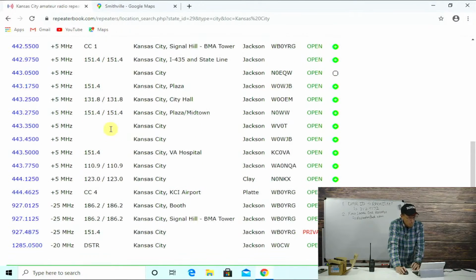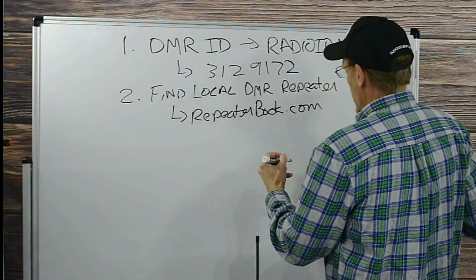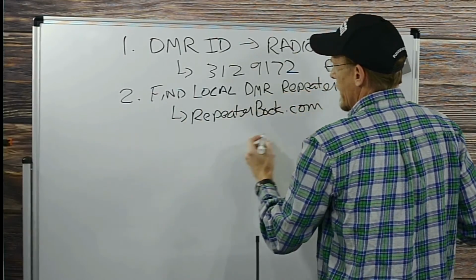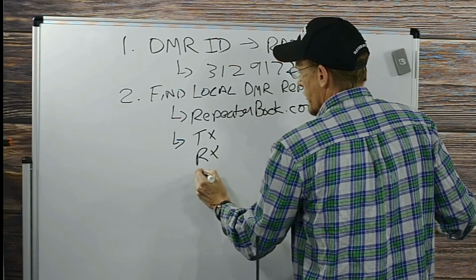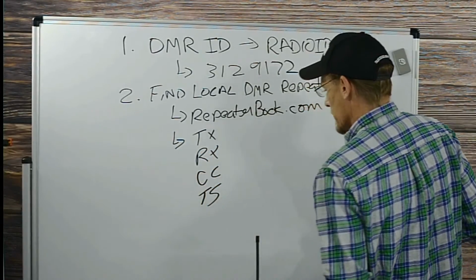Okay, so as I look through this list, I see this one down here that says KCI Airport. Okay, I know that the airport's about probably 11 to 12 miles west of where I'm located. So I'm going to select that. So it's in Platte County. Okay, so it's on 444.4625. So you want to find the repeater right here, and then you want to figure out your transmit, your receive, your color code, and your time slot.